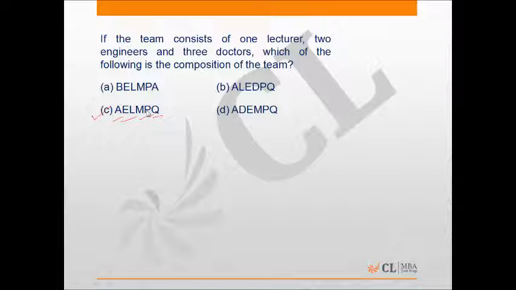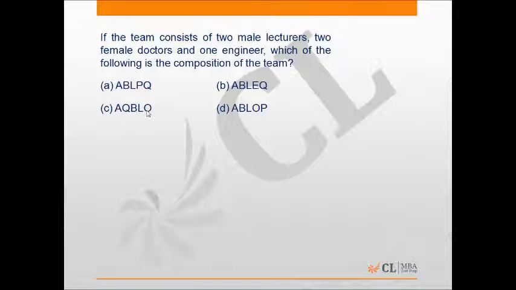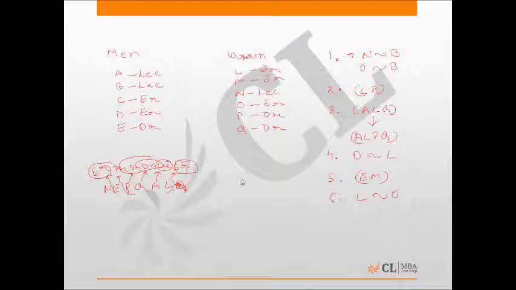Fine. Next. If the team consists of 2 male lecturers, 2 female doctors and 1 engineer, which of the following is the composition of the team? I want to have 2 female doctors, 2 male lecturers and 1 engineer. 2 female doctors means I should have P and Q. If I have P and Q, I should have A and L. Fine. So P and Q, they are doctors. Both are female doctors. My condition is satisfied. A is a female doctor.